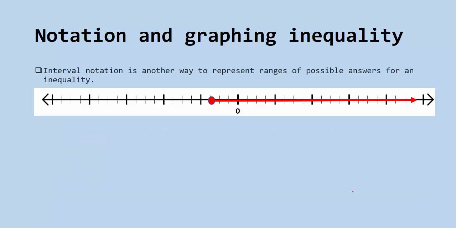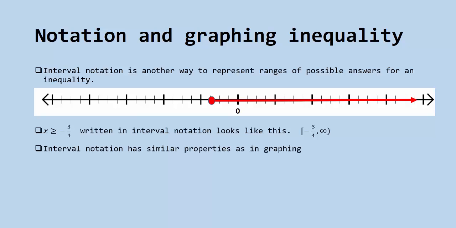So let's take a look at this and talk about interval notation. Interval notation is another way to represent ranges of possible answers for an inequality. X is greater than or equal to negative 3/4, written in interval form, looks like this. Square bracket, negative 3/4, comma, infinity, open parenthesis. So an interval means it's between -3/4 and infinity. An interval meaning between.